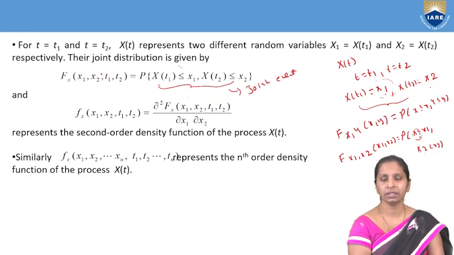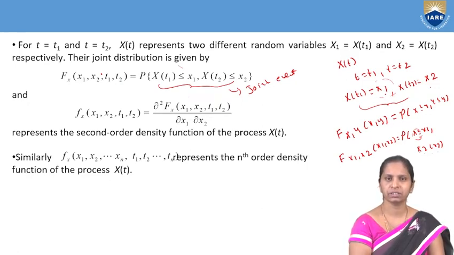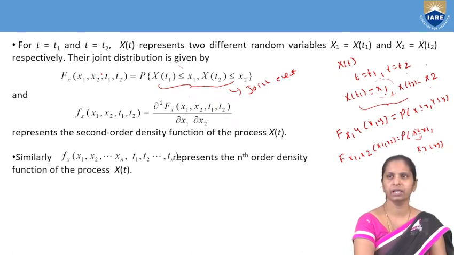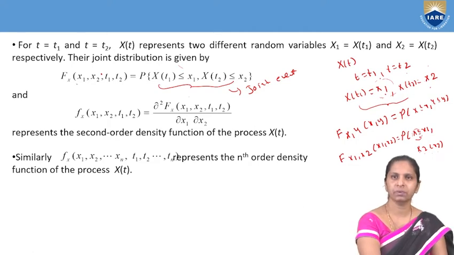Similarly, you can calculate the joint distribution function of the third order distribution function also. It means you have to take 3 time instances t1, t2 and t3. The corresponding random variables become x1, x2 and x3. Then the corresponding joint distribution function is fX of x1 comma x2 comma x3. How do you get x1? If I fix t equals t1. How do you get the random variable x2? If I fix the random process at t equals t2. How do you get x3? If I fix the random process at t equals t3, then what do you get here?